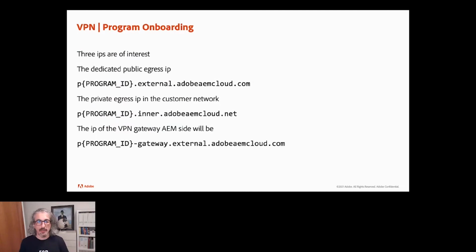For the traffic that is going to your customer network, you're getting a private egress IP. And also for networking, maybe you want to filter on your site what is the IP of our VPN gateway, so you only allow that IP. You can also get that by querying a DNS name. For HTTPS, it's the same as with dedicated egress IP.